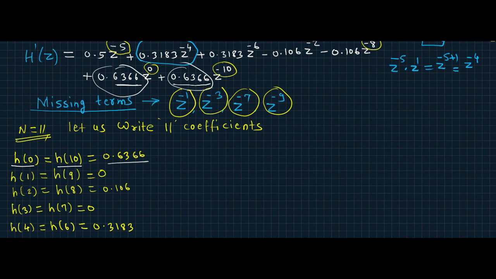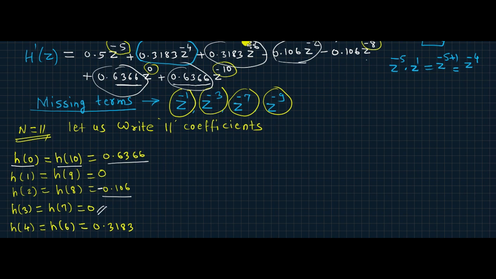H of 2 equal to h of 8 equal to 0.16 from this equation. Okay, 0.16 and h of 8 is 0.16. Where is h of 8? H of 8 is here and h of 2 is here. Both are having negative value, so actually it is minus 0.16. H of 3 and h of 7 are absent, therefore they are taken as 0.